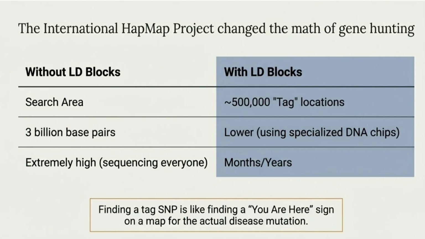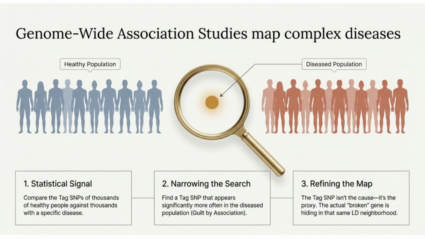So we have the map, we have the shortcut. Now let's see how this is actually used to hunt for the genes behind really complex diseases. This is all done with a method called a genome-wide association study, or GWAS, and it's a pretty straightforward 3-step process. First, scientists take the tag SNPs from thousands of healthy people and compare them to thousands of people who have a specific disease. Second, they use powerful statistics to find a tag SNP that shows up way more often in the group with the disease. It's basically guilt by association.